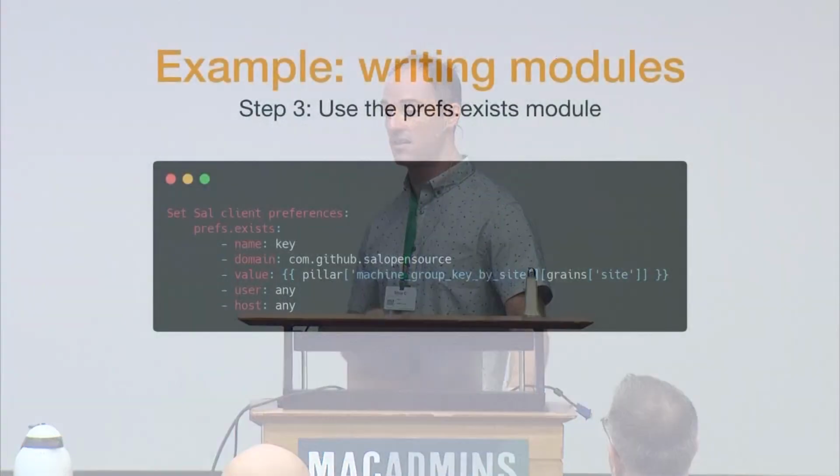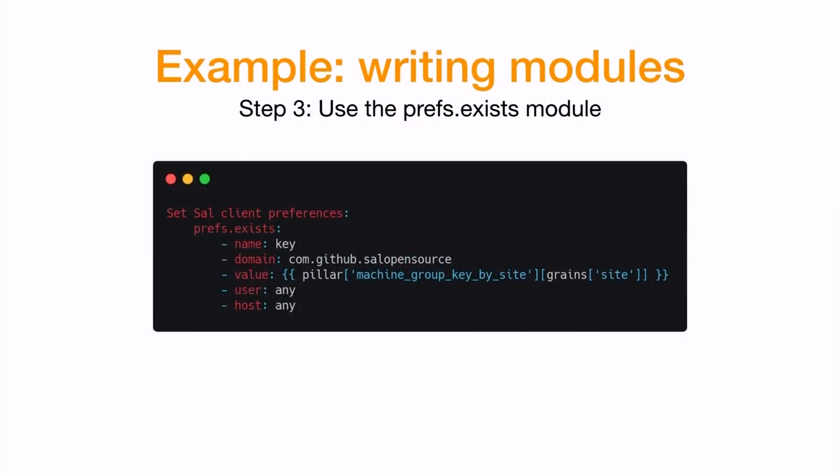It doesn't blow up and just die, hopefully. But I don't have to copy and paste that script into every single monkey item that I want to set preferences with, for example. So we just use the prefs.exists module. So the state just looks like this. We use the prefs.exists module.